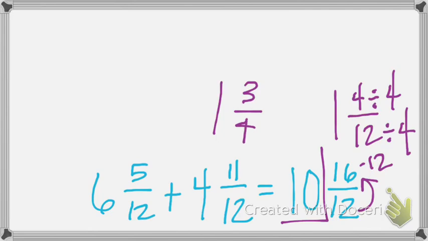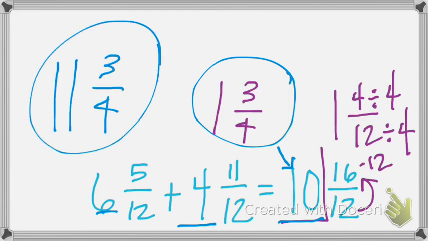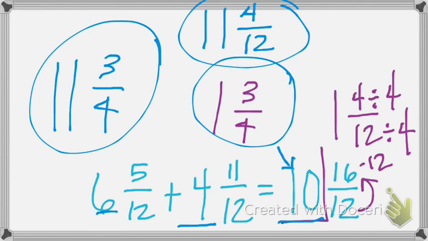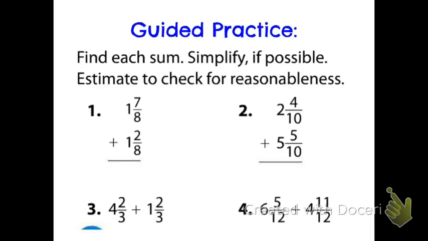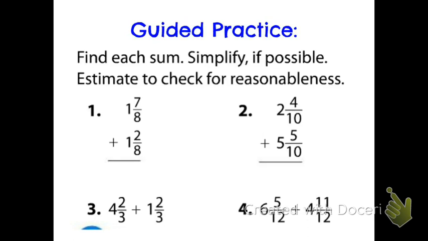But again, not done yet, because I then have to take what I know here and add it to my original whole I got when I added 6 plus 4. So I'll end up with 11 1/3. If you ended up with 11 4/12, I would again accept that answer. We're working towards being able to identify when we can simplify problems. Go ahead and complete number 1 and number 2 in your notes and have them ready to go.